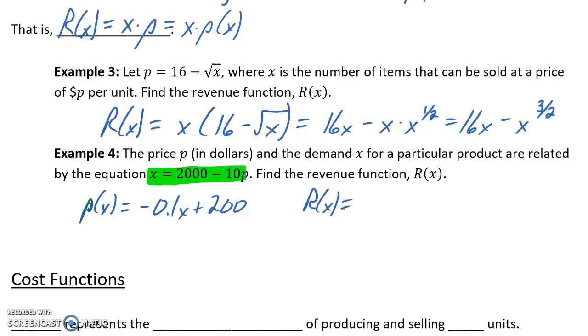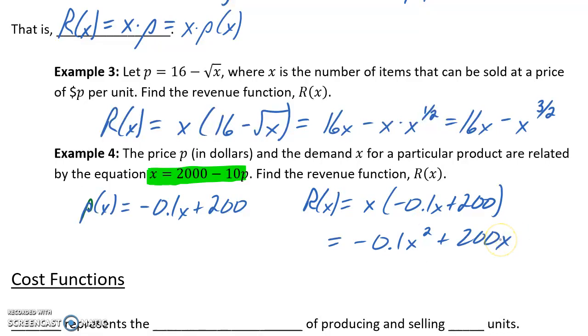So to generate our revenue function, R of X, we would take X times that price demand function, which has been solved for P, and again, distribute through. So this would give us negative 0.1x squared plus 200x.